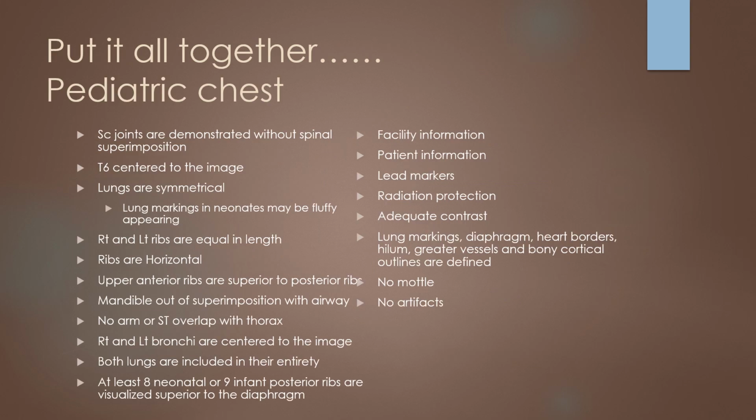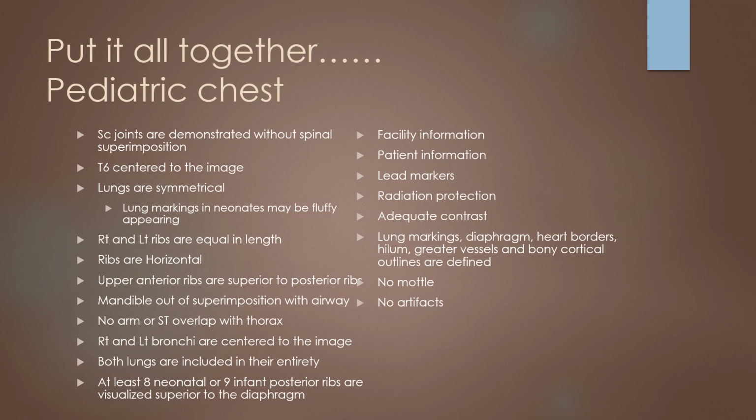SC joints are demonstrated without spinal superimposition, or they're equidistant to the spine. T6 is centered to the image. Lungs are symmetrical. Right and left ribs are equal in length. Ribs are horizontal, because of the infant anatomy. Upper anterior ribs are superior to posterior ribs. Mandible is out of the x-ray. No soft tissue overlap. Right and left bronchi are centered to the image.